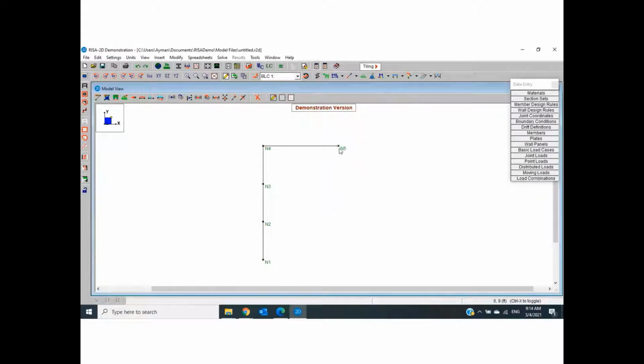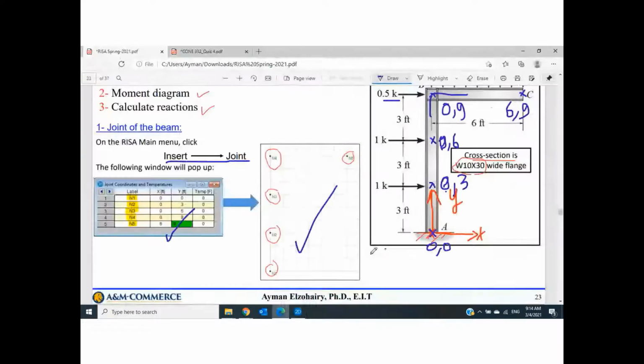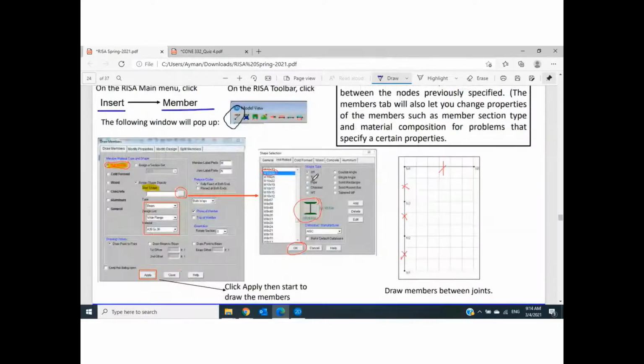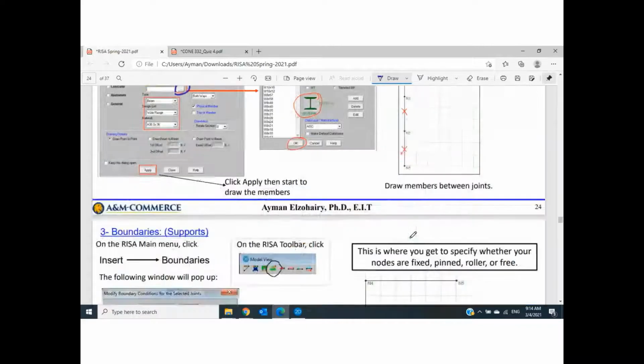We have this L shape for truss. That makes sense? So guys, insert member, or you can use this little icon, hot rolled, push this little icon, and you choose from here 10 times 30. Okay, go ahead and draw your members.